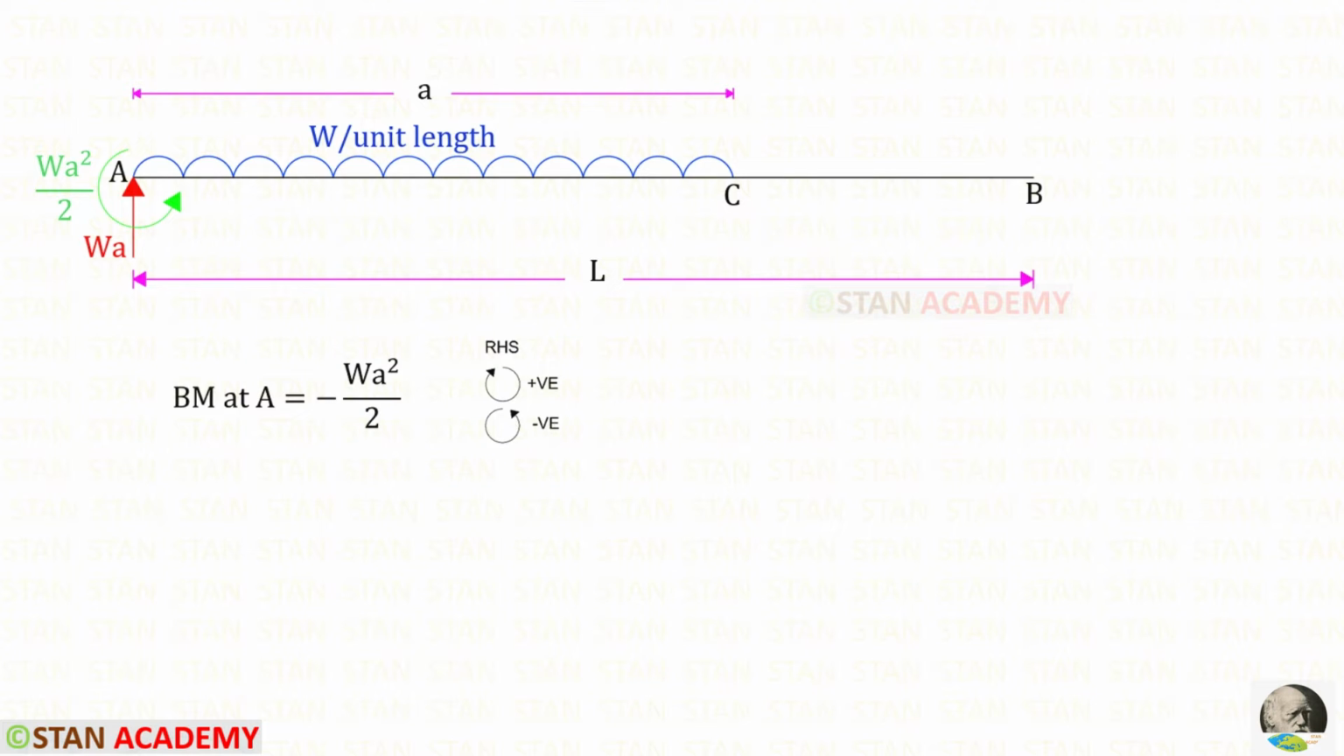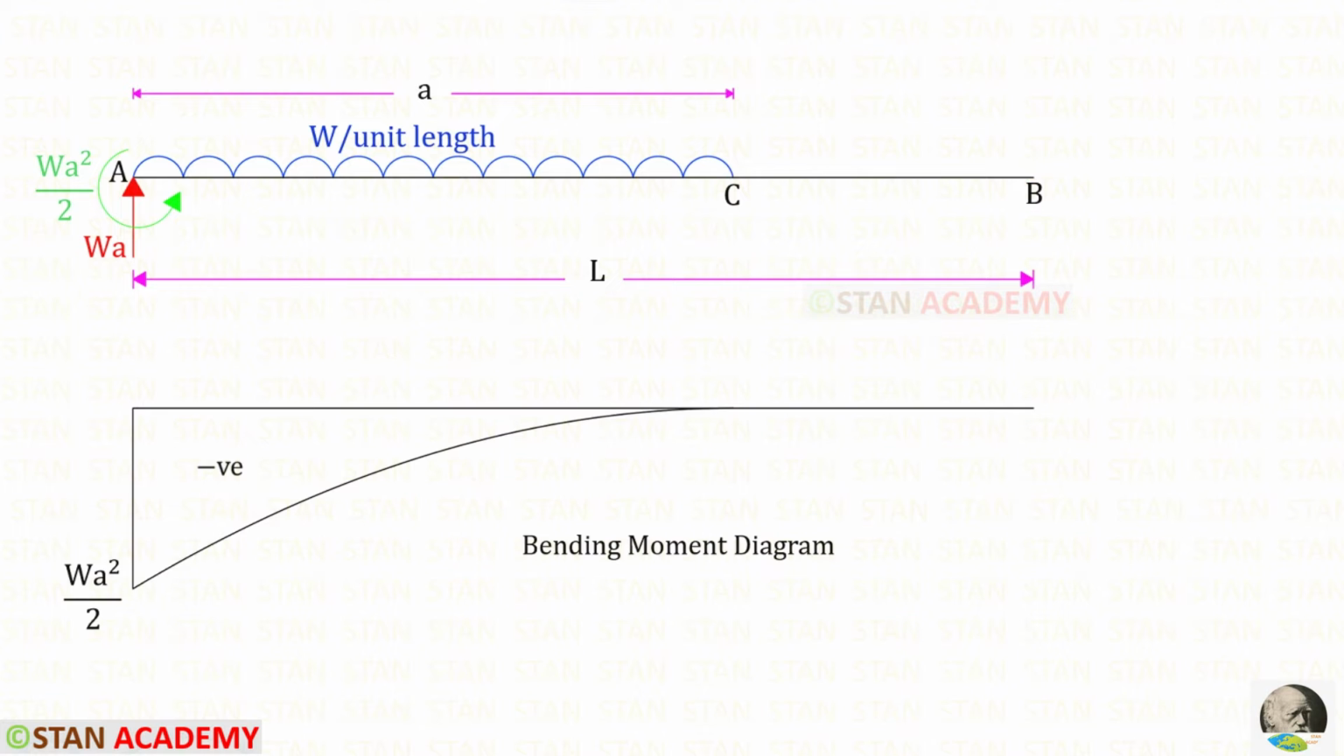To find the moment at A, we can use the right hand side rule. At the point A, we have MA. It is acting in the anti-clockwise direction, so it will be negative. We know that at the free end B, the moment will be 0. From B to the point C, there is no load. In this case, the moment at C also will be 0. Here you can see the bending moment diagram.